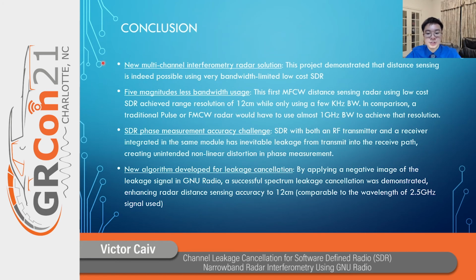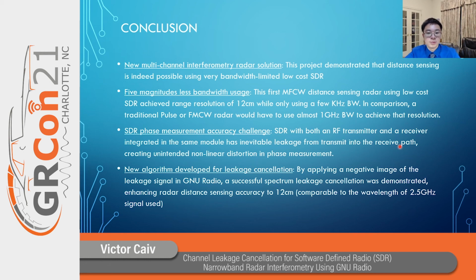So in conclusion, this project demonstrated that distance sensing is indeed possible using very bandwidth limited low-cost SDR. And our MFCW radar was able to achieve the same 12 centimeter resolution as a traditional radar while using 5 magnitudes less bandwidth, using only a few kilohertz instead of 1 gigahertz. We faced a challenge in the phase measurement accuracy due to inevitable leakage from transmit into receive within the SDRs, creating unintended distortion in the phase measurement.